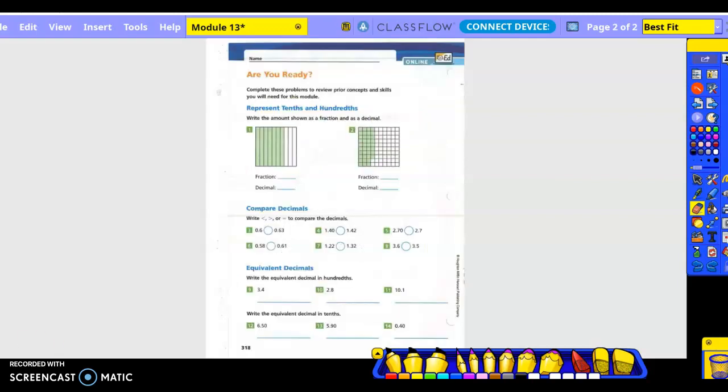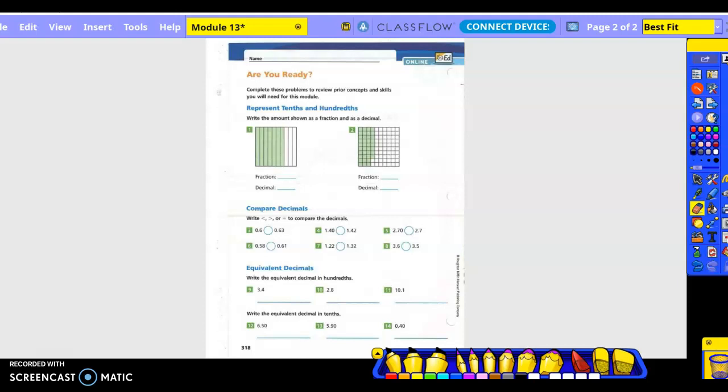Are you ready? Complete these problems to review prior concepts and skills you will need for this module. So, represent tenths and hundredths. Write the amount shown as a fraction and as a decimal. So number 1, how is that a fraction? How many pieces do we have? 10, right? And how many are colored in?